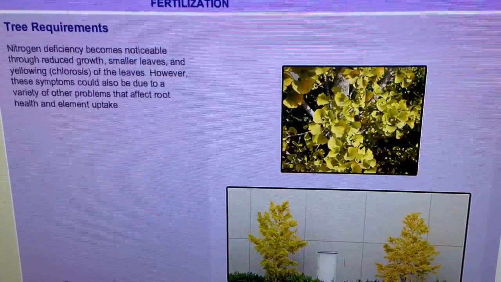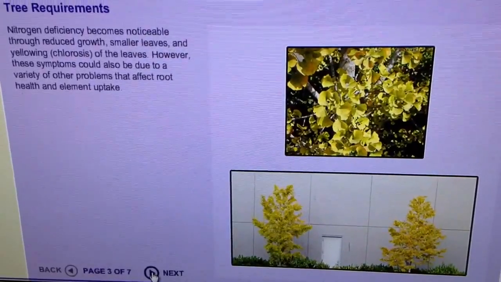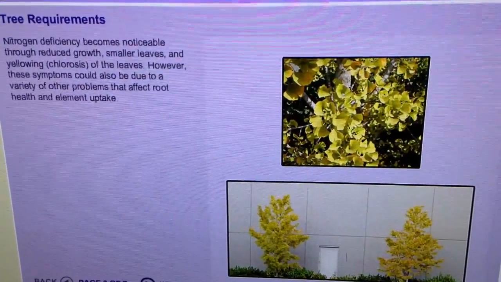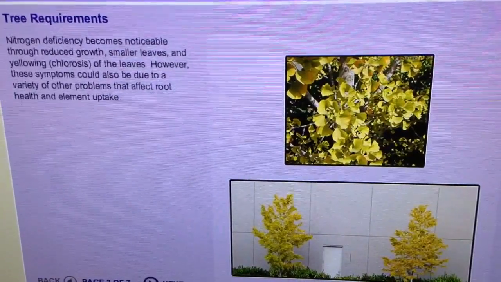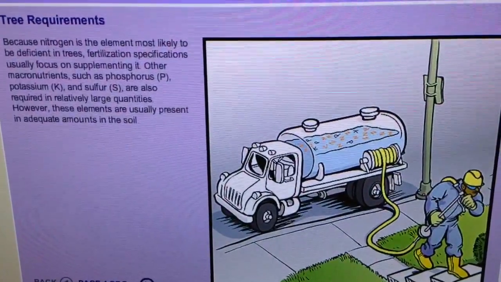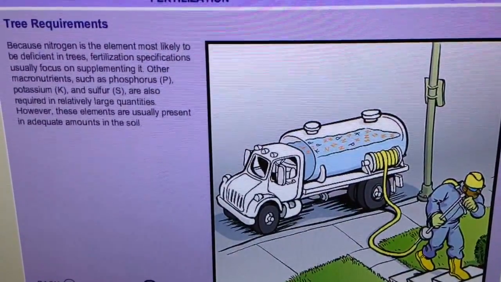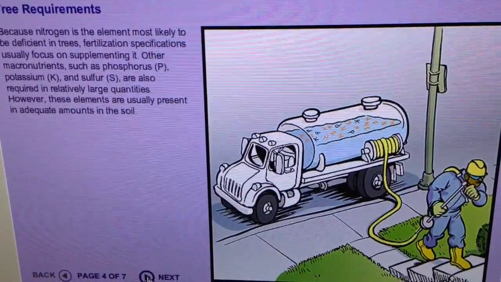Nitrogen deficiency becomes noticeable through reduced growth, smaller leaves, and yellowing (chlorosis) of the leaves. However, these symptoms could also be due to a variety of other problems that affect root health and element uptake. Because nitrogen is the element most likely to be deficient in trees, fertilization specifications usually focus on supplementing it.